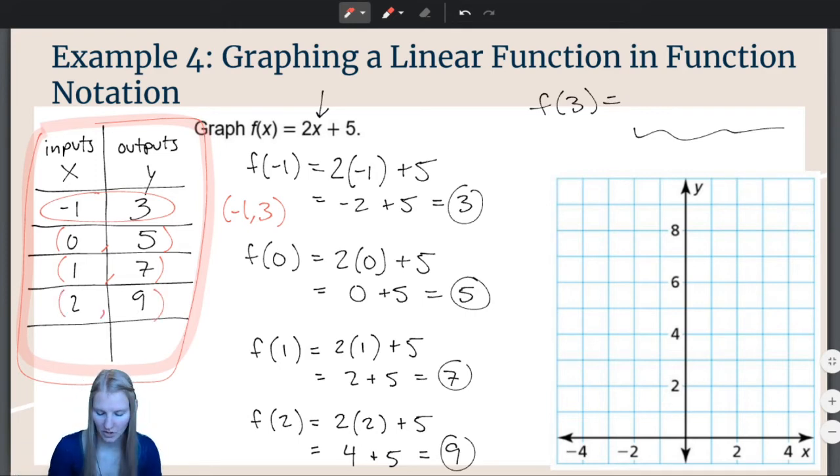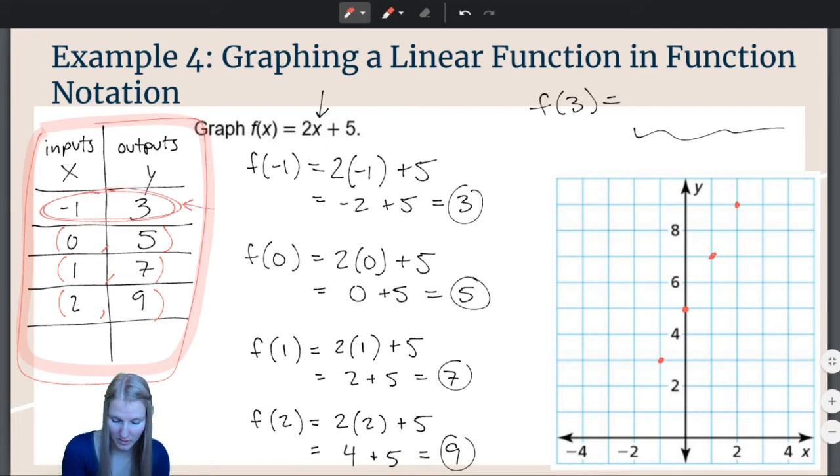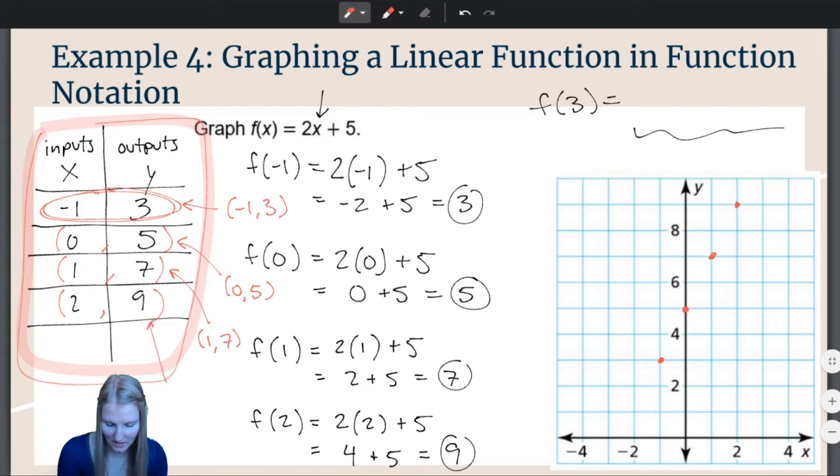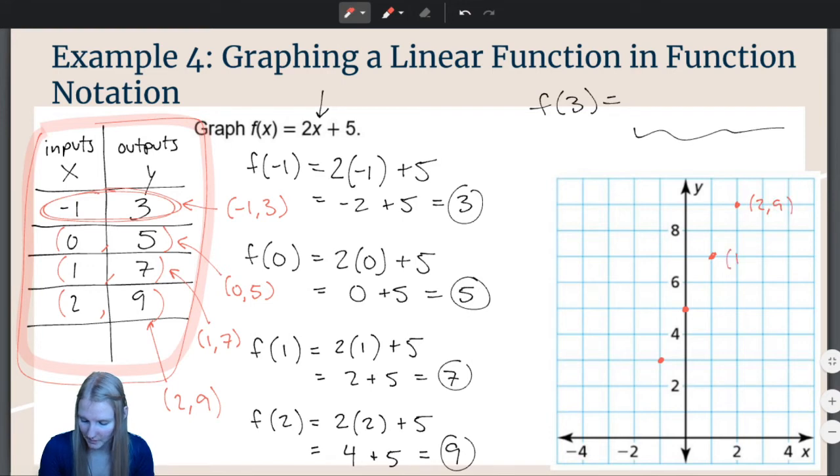So, -1, 3, 0, 5, 1, 7, and 2, 9. Remember those came from these sets right here. This makes the point -1, 3. This makes the point 0, 5. This makes the point 1, 7. And this makes the point 2, 9. And I'll label them on our graph right here as well.